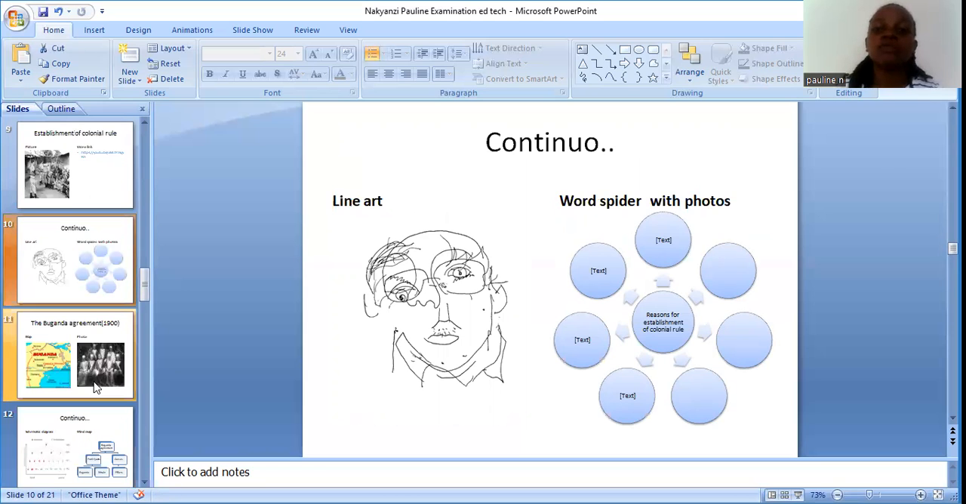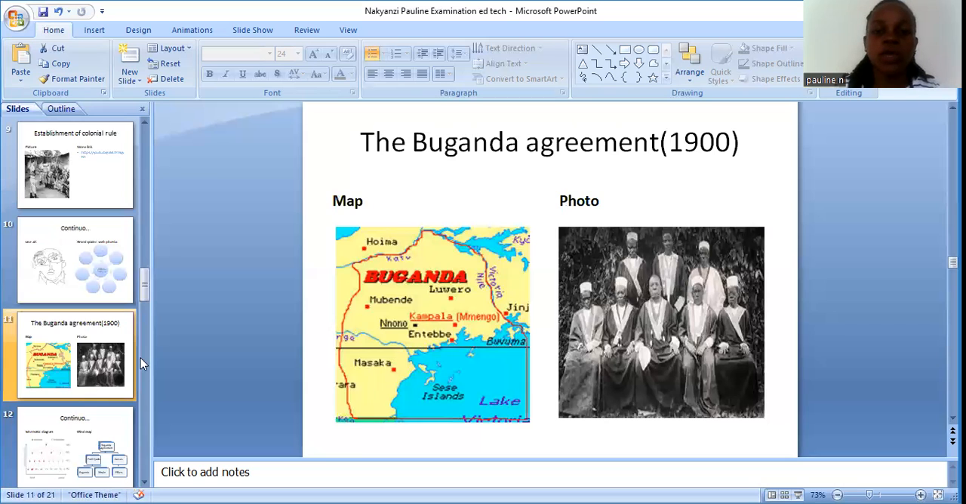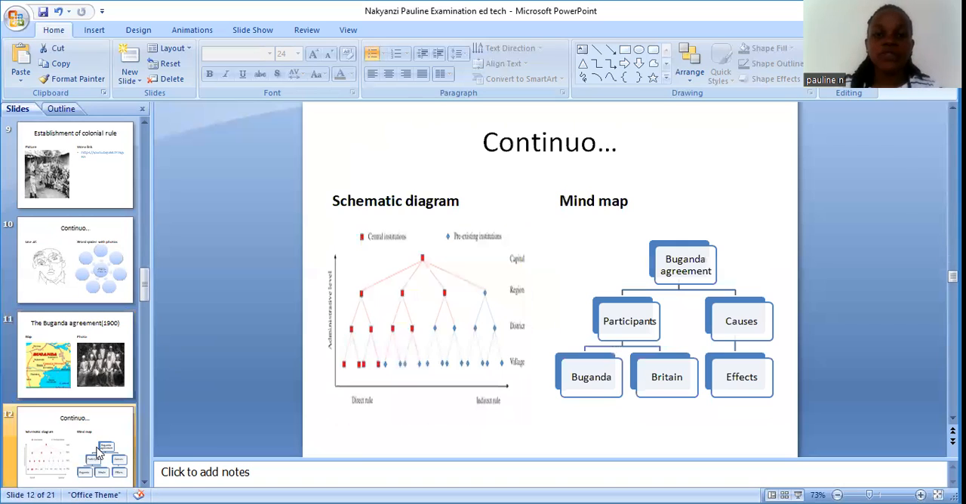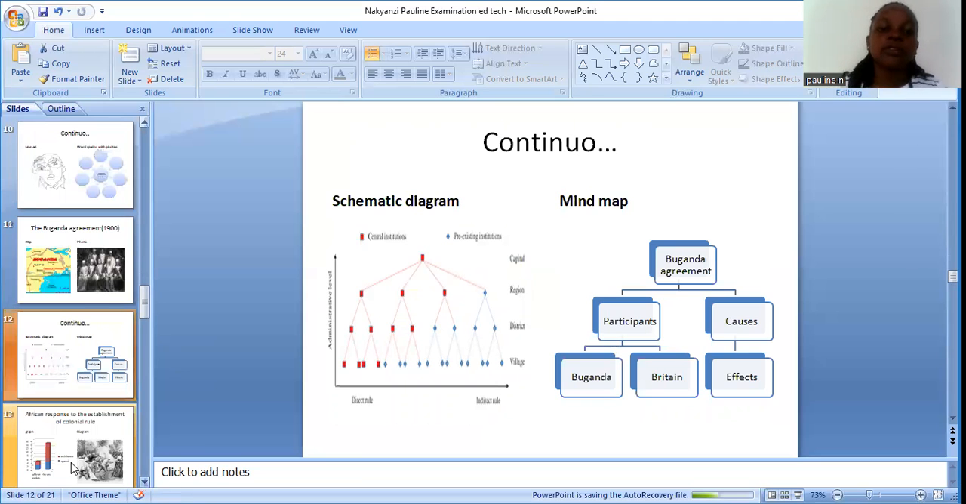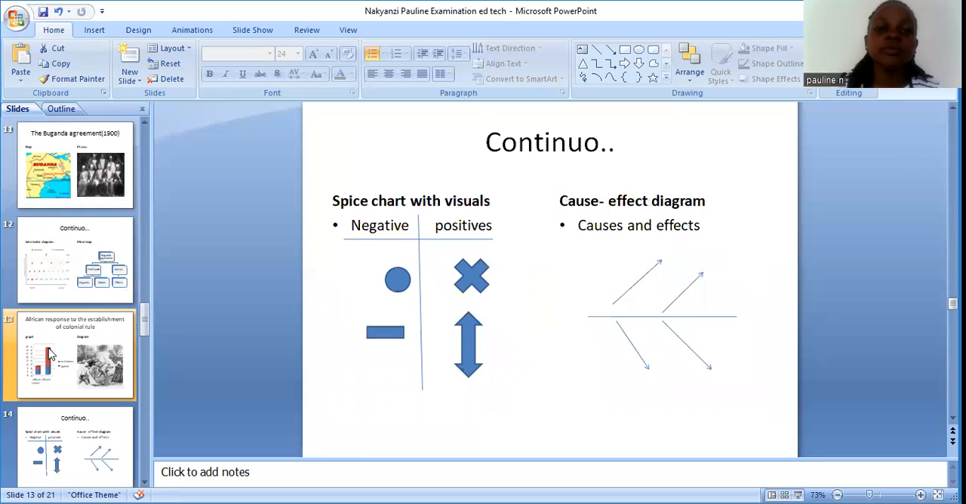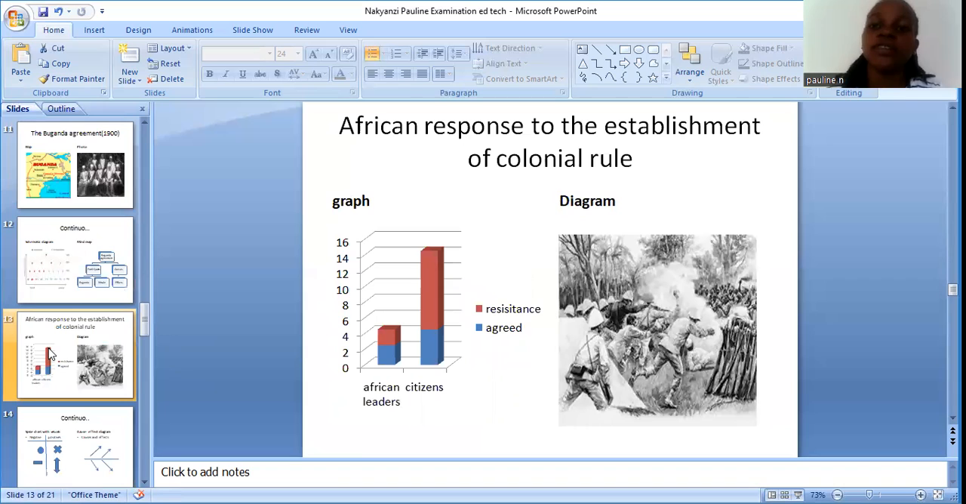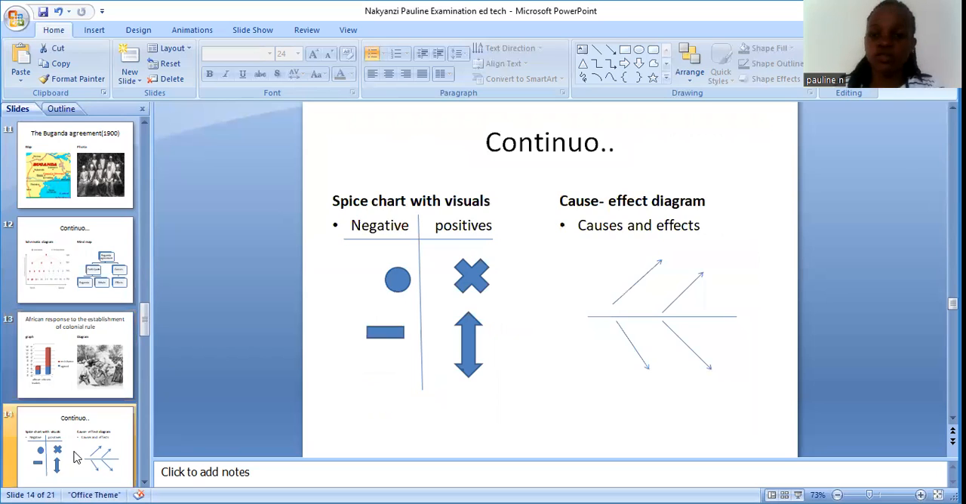Under the subtopic of the Buganda Agreement 1900, I used a map, a photo, then a schematic diagram, and a mind map. Then under the subtopic of African response to the establishment of colonial rule, I used the graph, a diagram, a spice chart with visuals, then the cause and effect diagram.